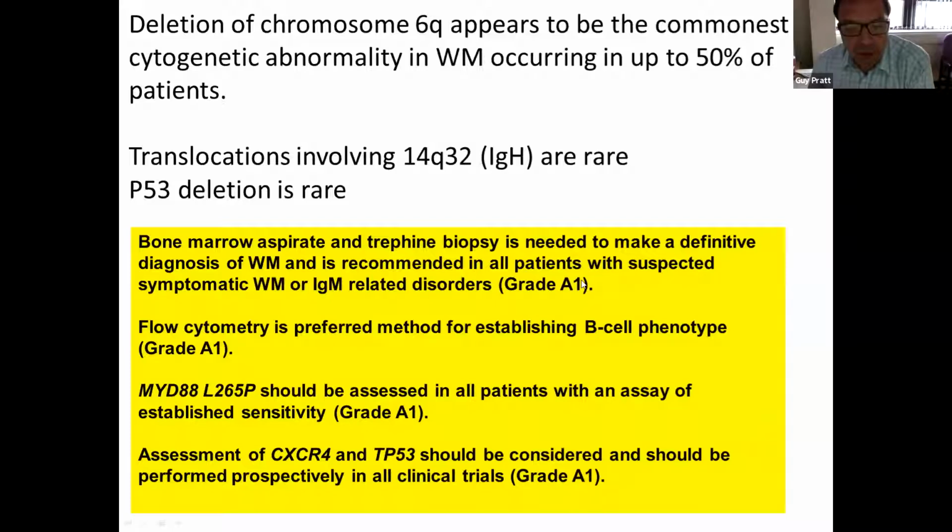So there's different ways of saying the strength of a statement. Grade A1 means that it's a strong recommendation and there's very good evidence for it. But as you can see, when it comes to treatment decisions, often the evidence is not that strong. So the strength of the recommendation may be different.